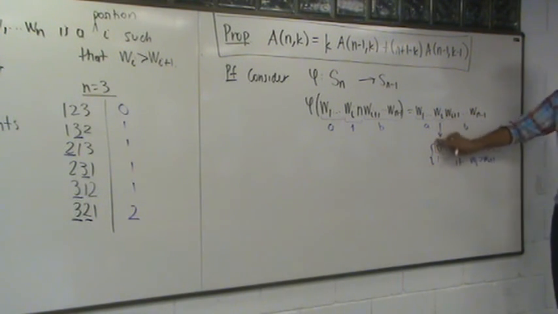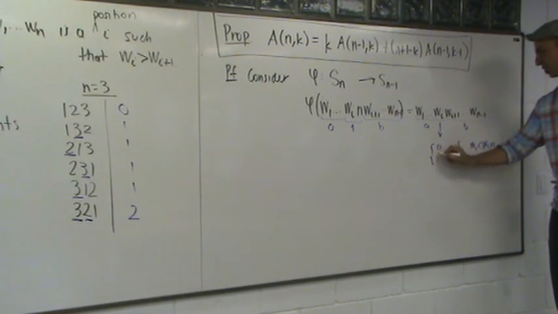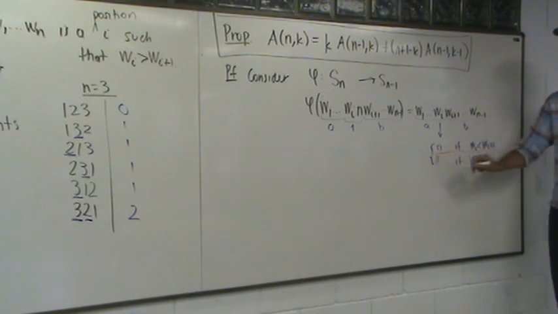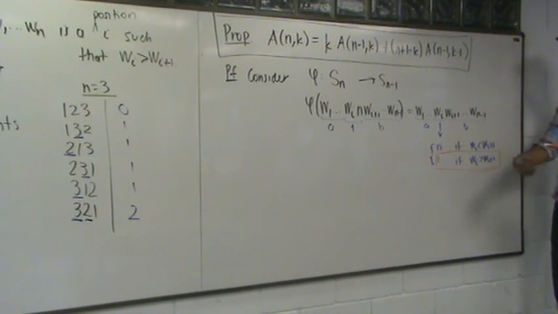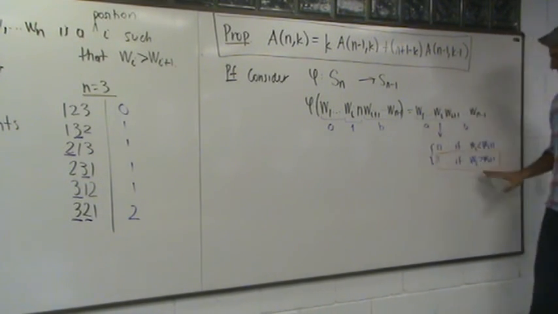No, sorry, I didn't mean to do this case. It doesn't matter too much, of course. To do the proof, you have to do both cases. But this one is a little bit easier to say. So this guy has k descents, this guy has k descents, right?